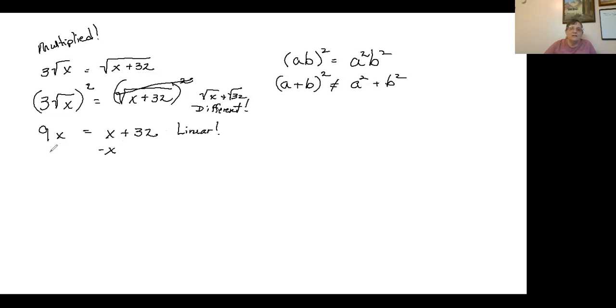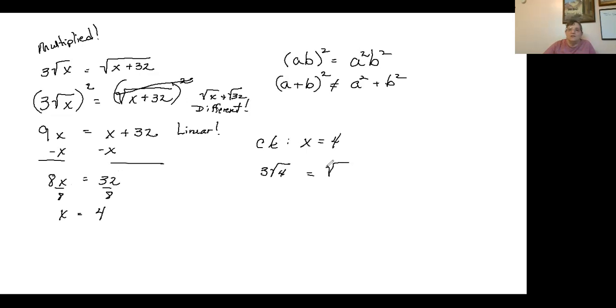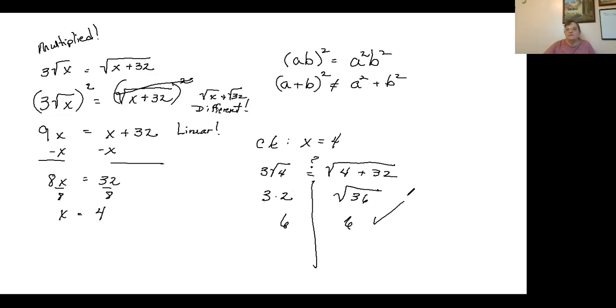I want to put the x's on one side together. 9x's minus 1x would leave 8x's equals 32. Divide by 8. X is going to equal 4. And then I have to check. So if I check x equals 4, then I get 3 times the square root of 4 is supposed to equal, I hope, the square root of 4 plus 32. This is 3 times 2, which is 6. This is the square root of 36, which is also 6, which works. There's my answer.